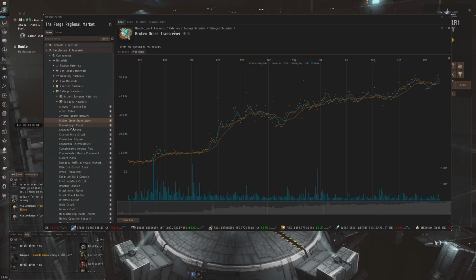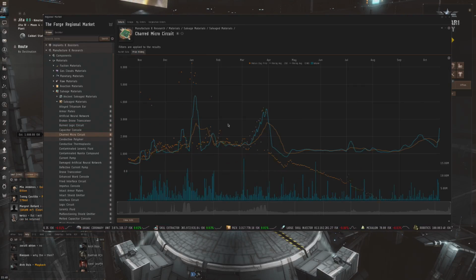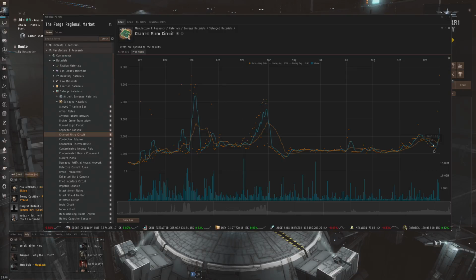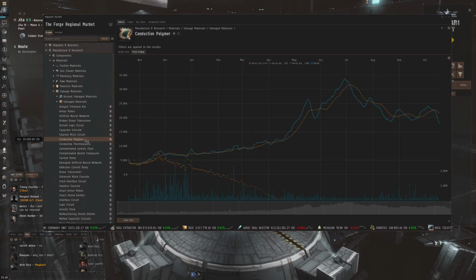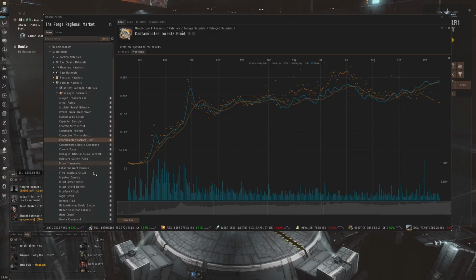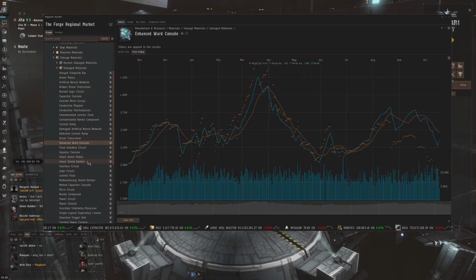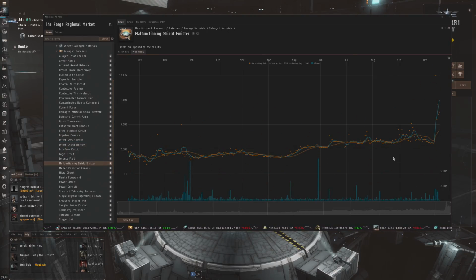The broken throne transceivers at a 1 year high as well. Burnt logic circuits, apparently not, although volumes are up and going up in price. Maybe these are so common that this one is not breaking out. But we have a couple of these here, chart micro circuits as well. Just 5 days ago or something like that was going for 1240, now almost double the price. And yeah, all of these, it depends on whether or not, of course, they are used in the rigs for the refineries. Again, the link with the expansion is, of course, very strong here.